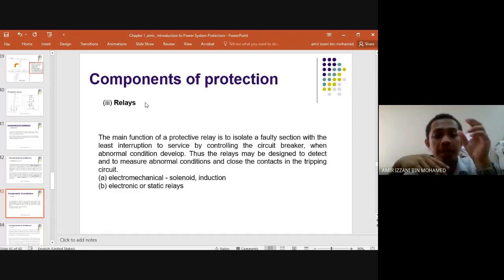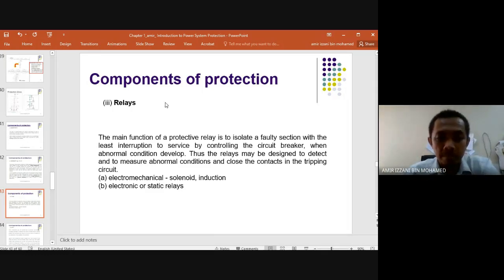So during a fault, when the current transformer or voltage transformer detects abnormality in the voltage or current, it will send the signal to the relay, so that the relay will operate the circuit breaker and open it. Thus, the relay may be designed to detect and measure abnormal condition and close the contact in the tripping circuit. There are two types of relay: electromechanical, or electronic or static relay.